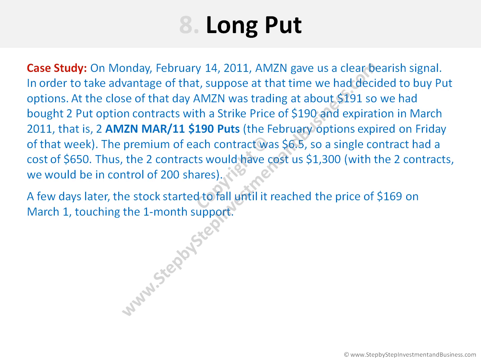The February options expired on Friday of that week, so it did not make sense to buy them. The premium of each contract was $6.5, so a single contract had a cost of $650. Remember that an option contract represents 100 shares. Thus, the two contracts would have cost us $1,300, and with the two contracts we would be in control of 200 shares.